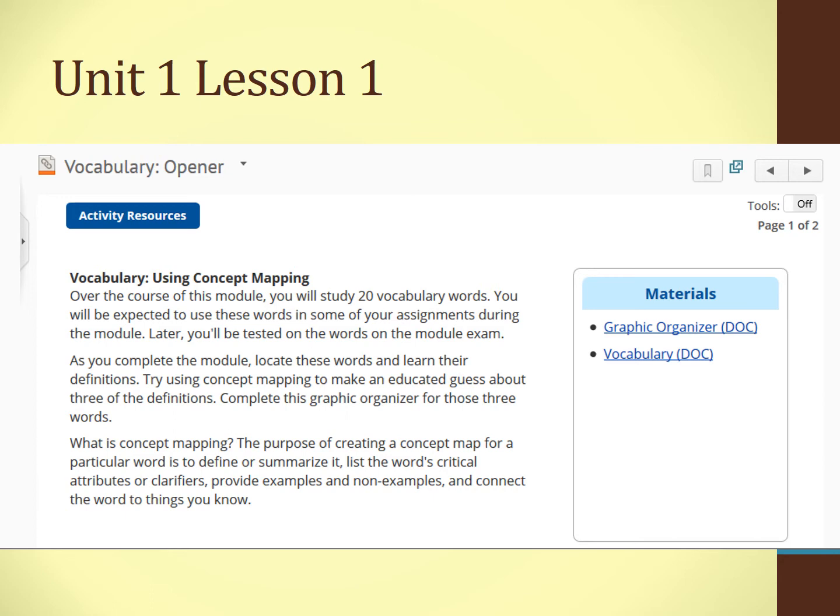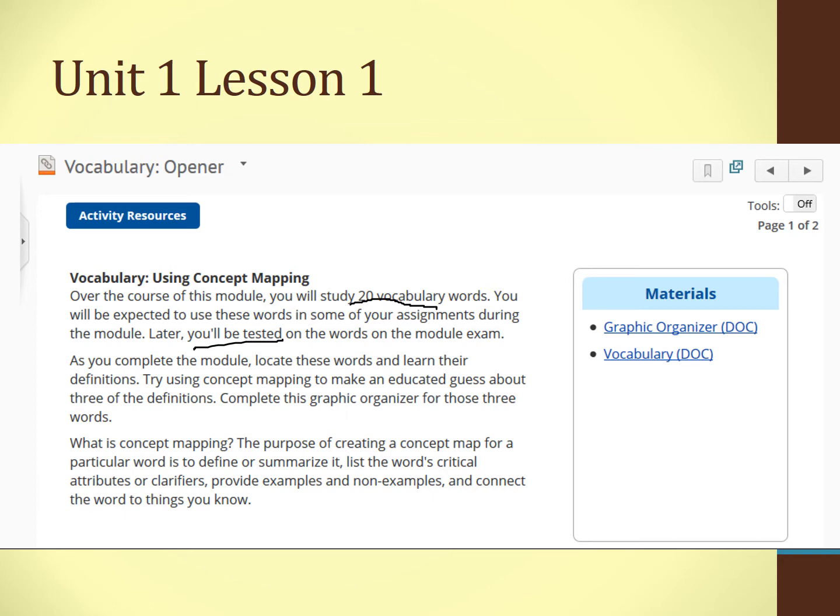It does tell you you have 20 vocab words that you're going to be really focusing and learning throughout the whole unit. So the unit will take us a while. You're not going to have to learn all 20 immediately, but you will want to work on these as we go so that by the end you know them, because you will be tested on these words in the unit exam. So these are important to do. Don't skip over this. You need to know these words.